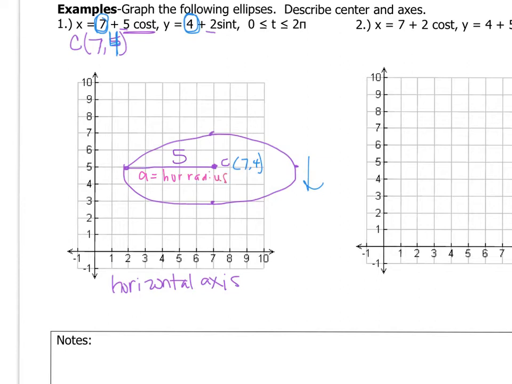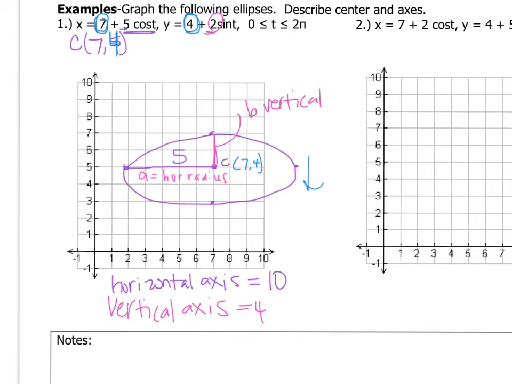And then you would just double that in order to get what we call the horizontal axis, which is the entire length, a length of 10. Very similarly, that value of b, which in this case is 2, gives you the vertical radius. So you can see from the center we went up and down 2 units. And the vertical axis is just double that, the entire thing, a length of 4.